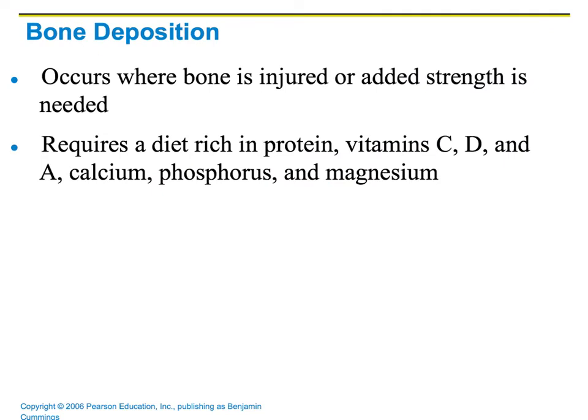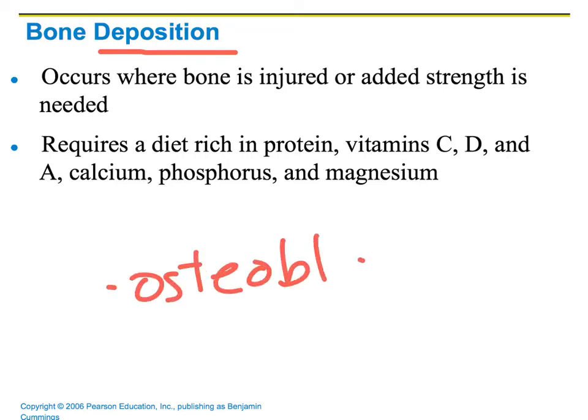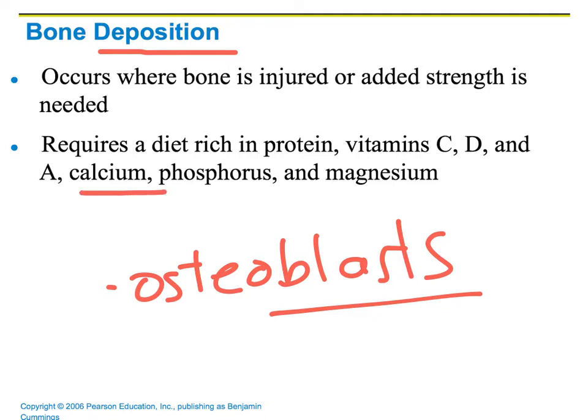What's referred to as bone deposition, in essence depositing the bone, is accomplished by the osteoblasts. It requires these cells. In addition, it requires a healthy diet and two specific nutrients that are most important, I would say: vitamin D and calcium.